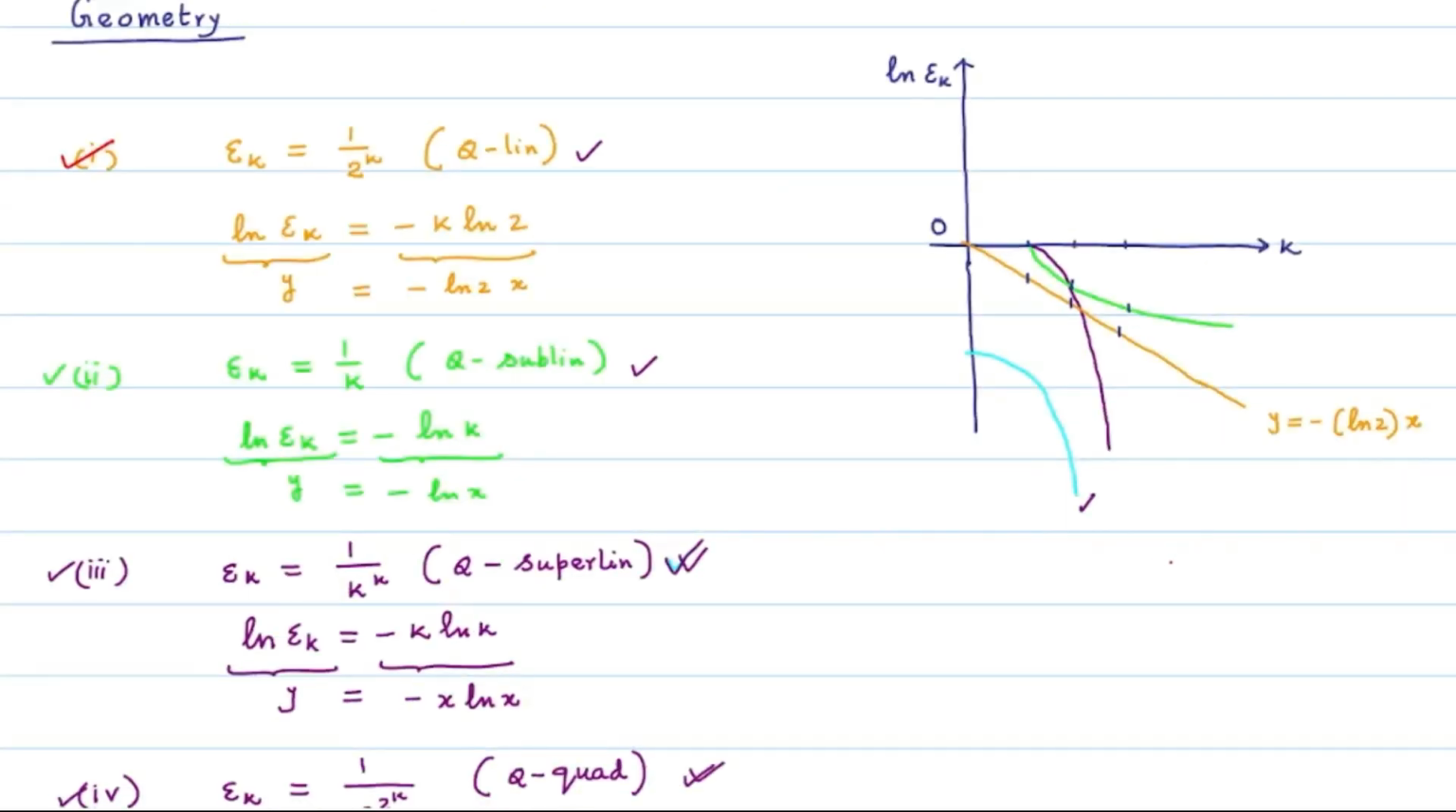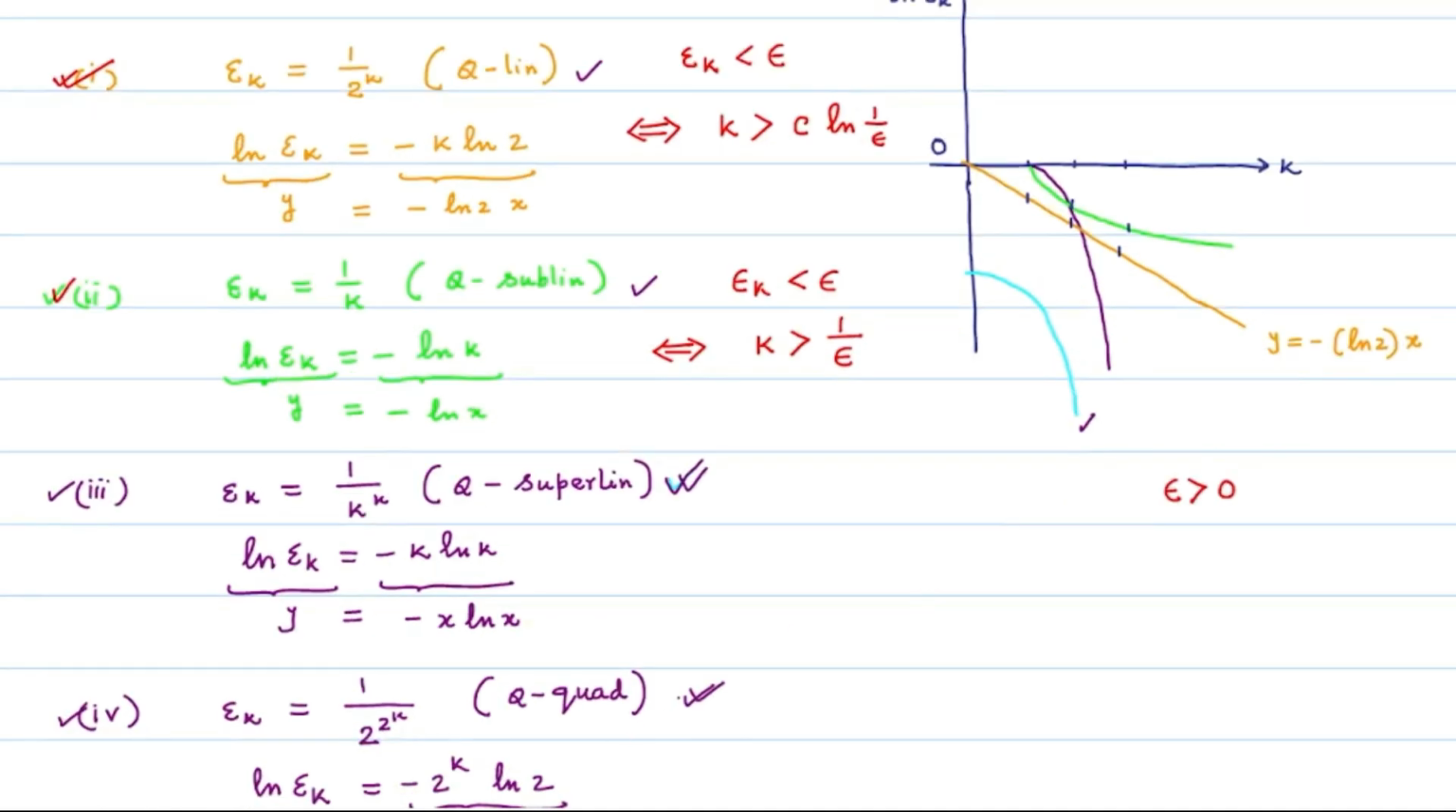Now we see that for a given epsilon greater than 0, for the first sequence we have epsilon k less than epsilon when the index number k is bigger than some positive constant times log 1 upon epsilon. For the second sequence, epsilon k is less than epsilon when the index number k is bigger than 1 upon epsilon. And for the fourth sequence, we have epsilon k less than epsilon when the index number k is bigger than some positive constant times log 1 upon epsilon.